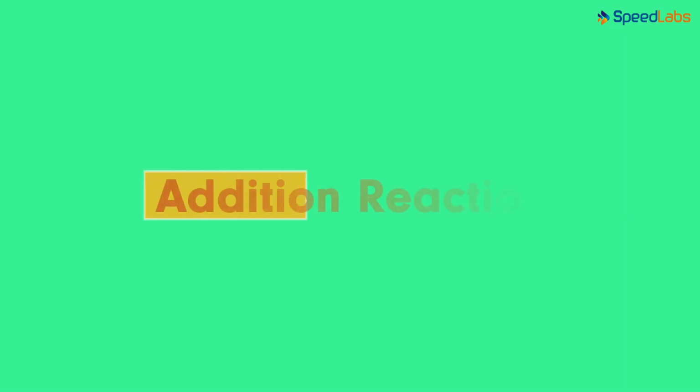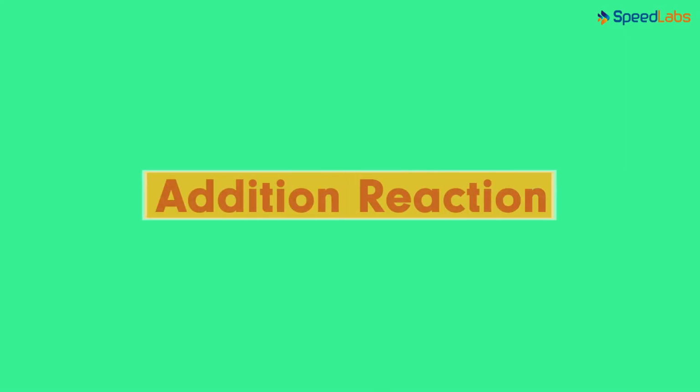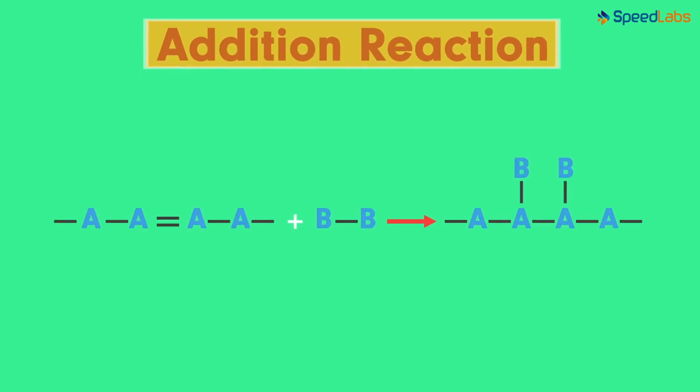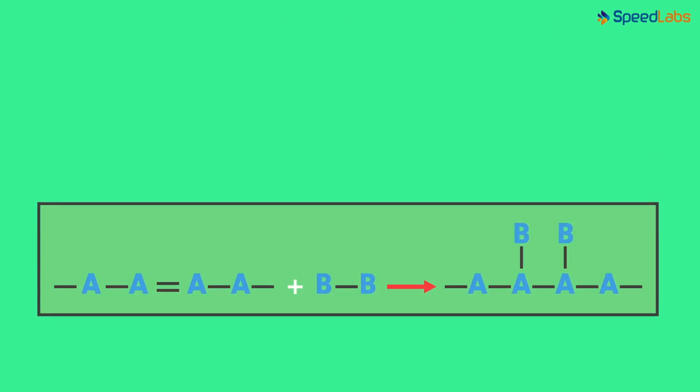In the previous video, we got introduced to the addition reaction of hydrocarbons. Let us learn more about it in this video. For better understanding, we take an example. This is how we can represent a simple addition reaction. There are three major observations that we need to note in this case.